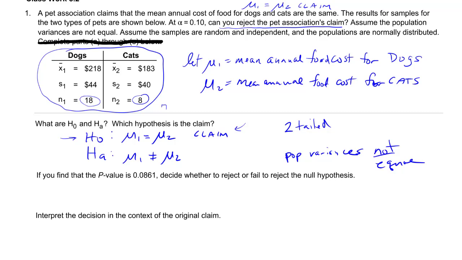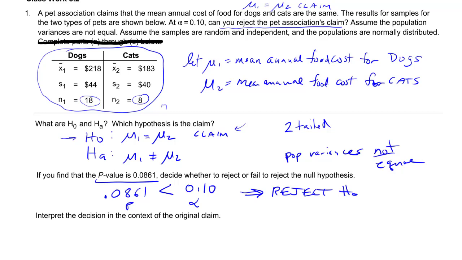Now let's say you did all that and you ended up with a p-value of 0.0861. So your p-value is 0.0861. That's p. As with any hypothesis test, we're going to compare that with alpha, which is 0.10. And what do we have here? We have indeed that 0.0861 is less than 0.10. So p is less than alpha. Our decision there is always reject the null hypothesis, because our p was less than alpha.